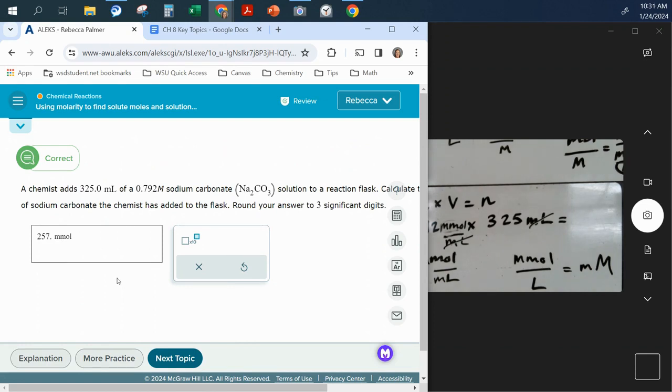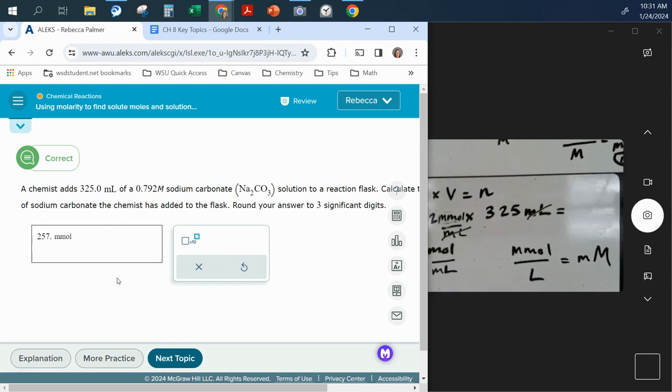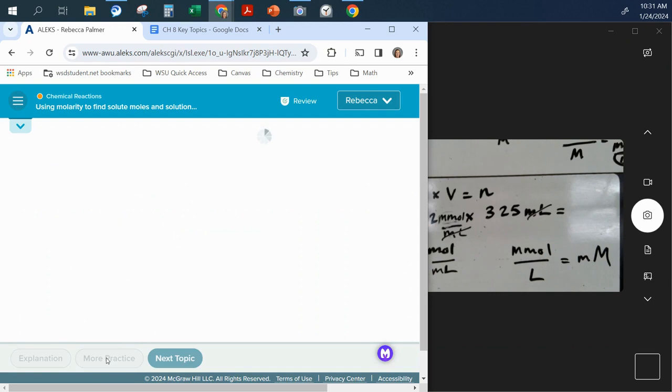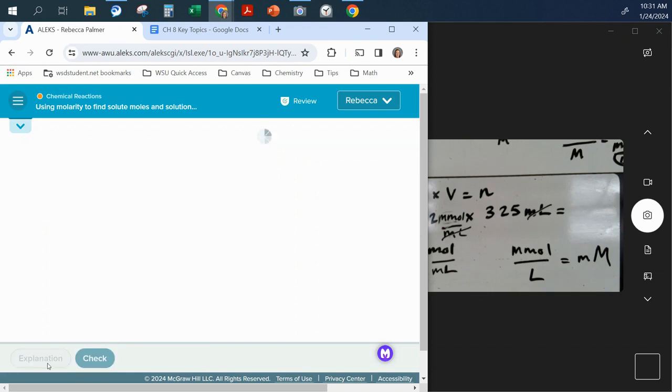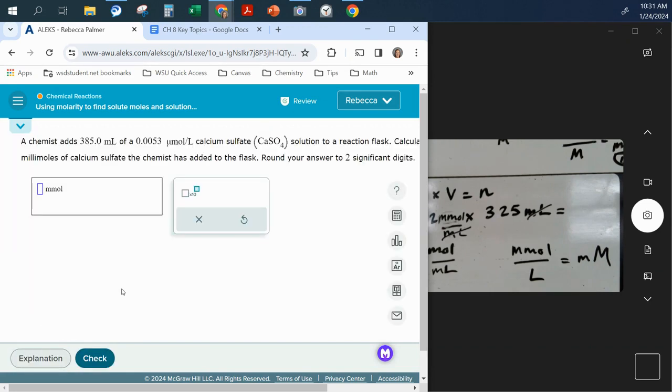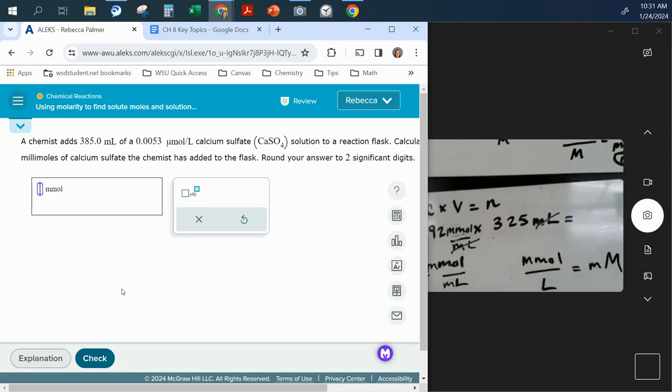So if that's millimole, should I times it by milliliter without having to convert, or do I need to convert? You're trying to find volume or moles? Moles. Let's see if one comes up like that, and if not, we'll do yours. It's not that one. So this one's even different here. So let's do yours first, and then we'll come back to this one.